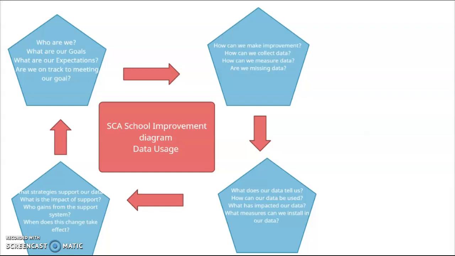It starts off with identifying who we are, what our goals are, what our expectations are, and identifying whether or not we are on track to meet a goal, or whether we were falling behind. The next step is to identify possible supports. What can we make an improvement on?